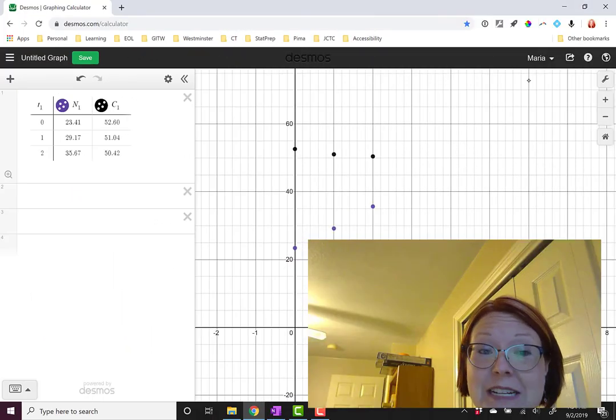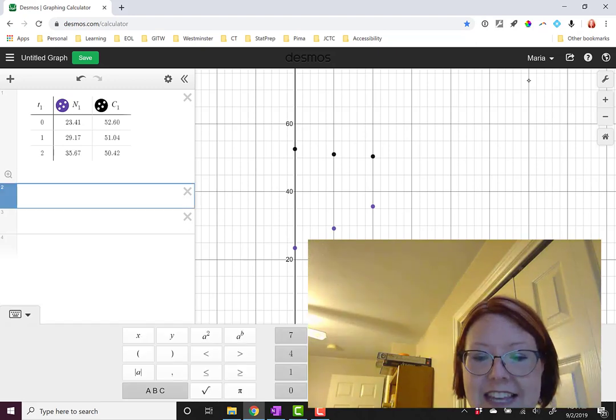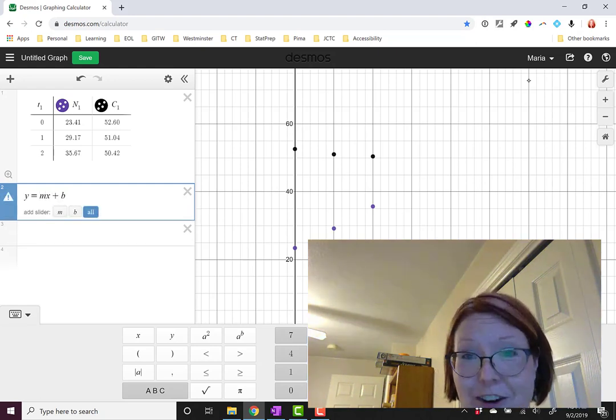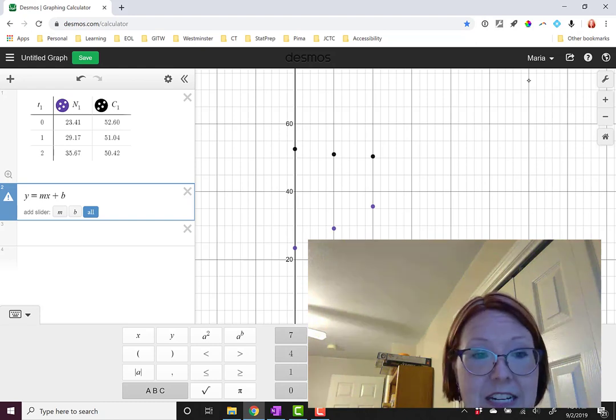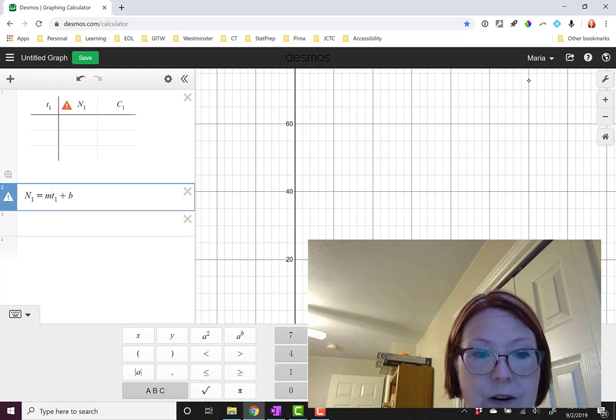All right, I've got my data plotted in Desmos, and now I'm going to go ahead and find those two regression lines. I'll demonstrate it for you in case you've forgotten how to do that. Remember that we start with y equals mx plus b, only those aren't our variables anymore. Instead of y, we'll use capital N1, and instead of x, we'll use lowercase t1.